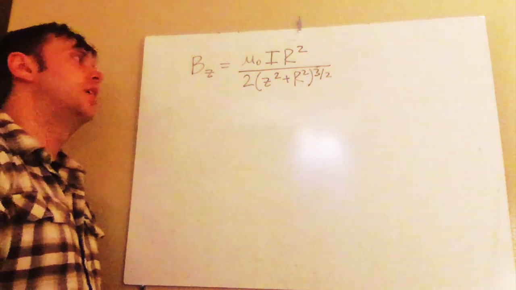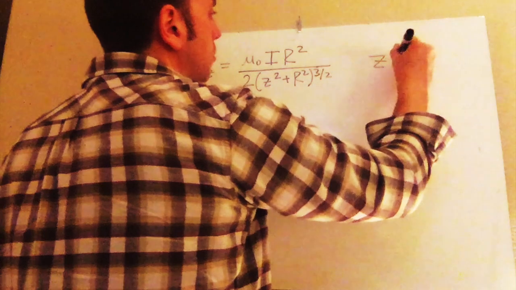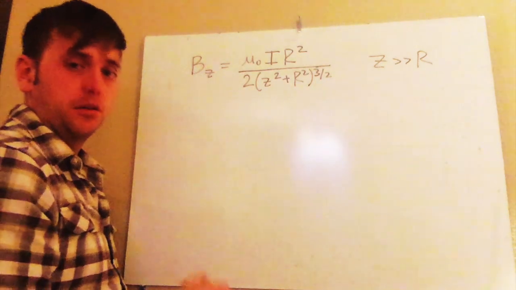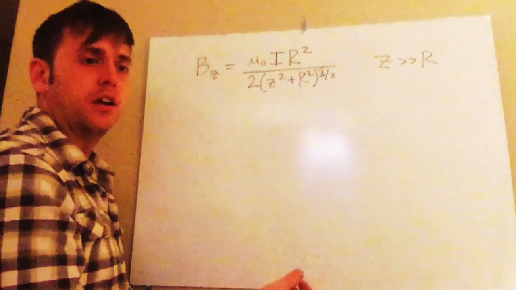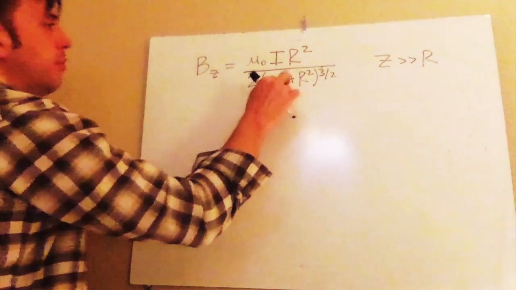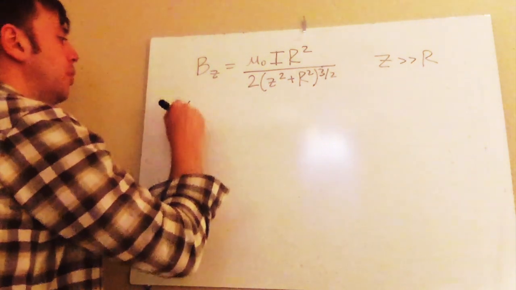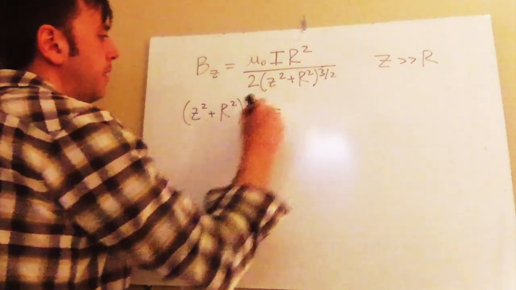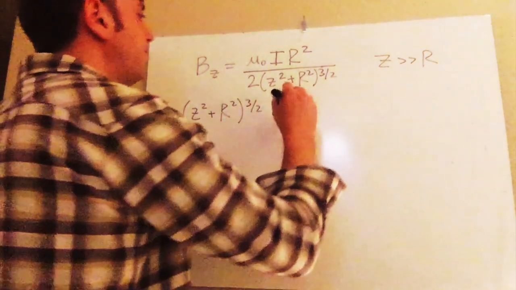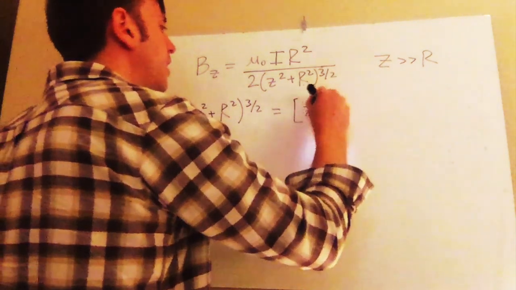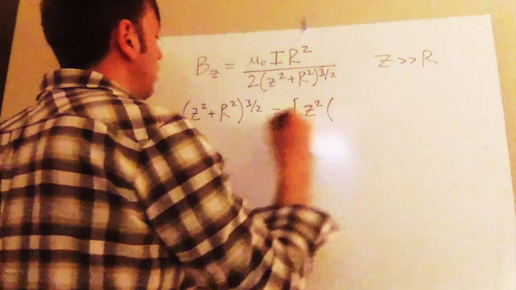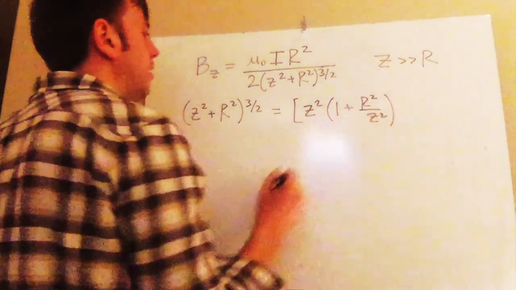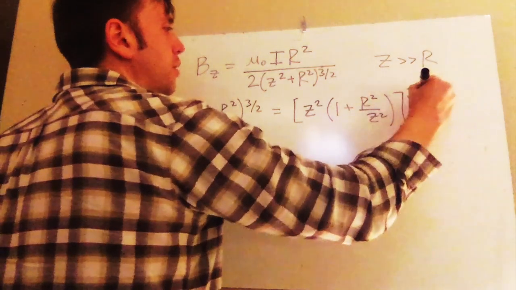In particular, I want us to think about what happens when z becomes much, much greater than R. In other words, your distance away from the center is getting really big compared to the radius of the loop. This is just another way of saying we're far away from it. So let's look at the expression in the bottom, where we have z squared plus R squared to the 3/2 power. Another way we could write that is to take a factor of z squared out of this parentheses, and so we'll have 1 plus R squared divided by z squared, and that whole thing is taken to the 3/2 power.